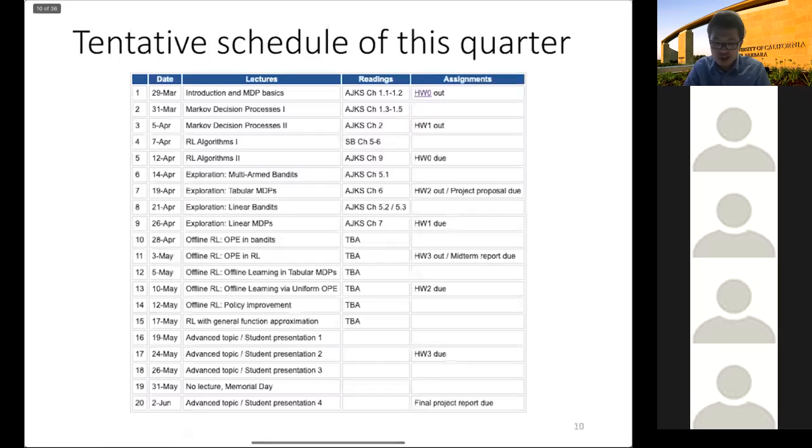All right, so this is a tentative schedule as I talked about. We'll start with Markov decision processes, talk about the intuition of RL algorithms, and then we'll spend big chunks of time discussing strategic exploration and offline reinforcement learning, right? And at the end, we'll talk about the more general function approximation beyond the linear case. At the moment, the last 4 lectures are dedicated to student presentations for you to show off your findings in the course project.